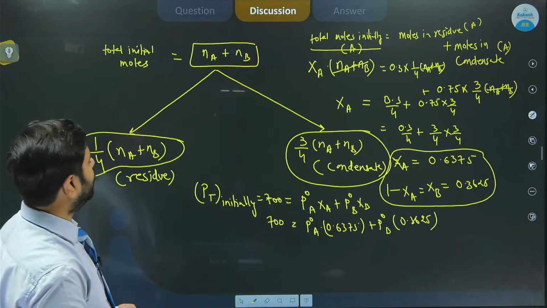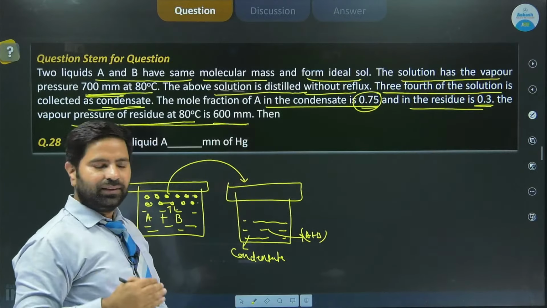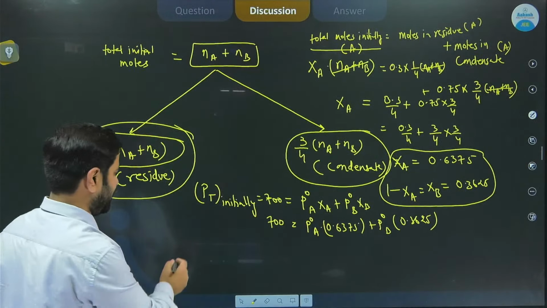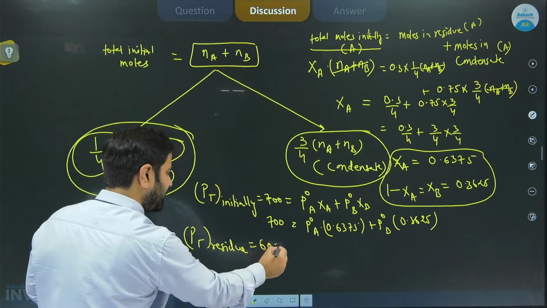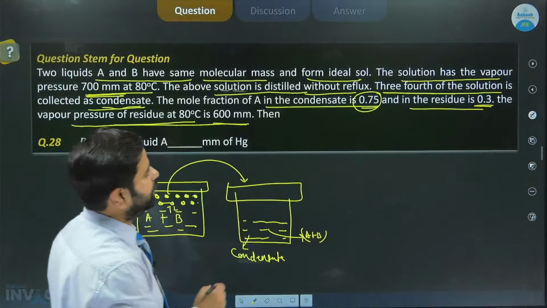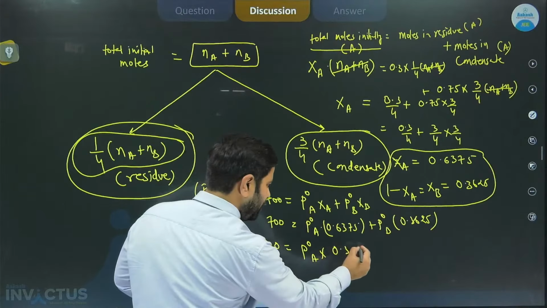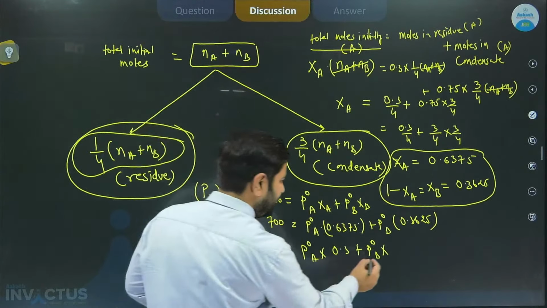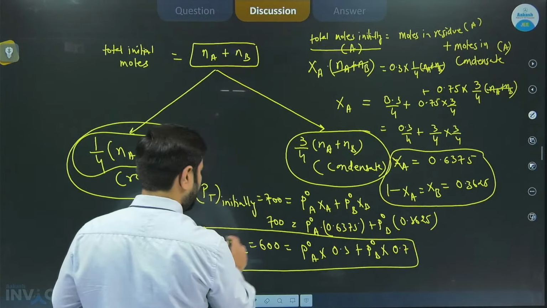Okay. Now what is the other condition given to us? The vapor pressure of the residue, the part that is left. Because of what is left, the vapor pressure is 600. So the total pressure due to the residue is this 600. P naught A times the mole fraction of A in the residue. Let's check, 0.3. So 0.3 plus P naught B into the mole fraction of B, which would be 1 minus 0.3, that is 0.7. Now we have two equations, this equation and this equation.